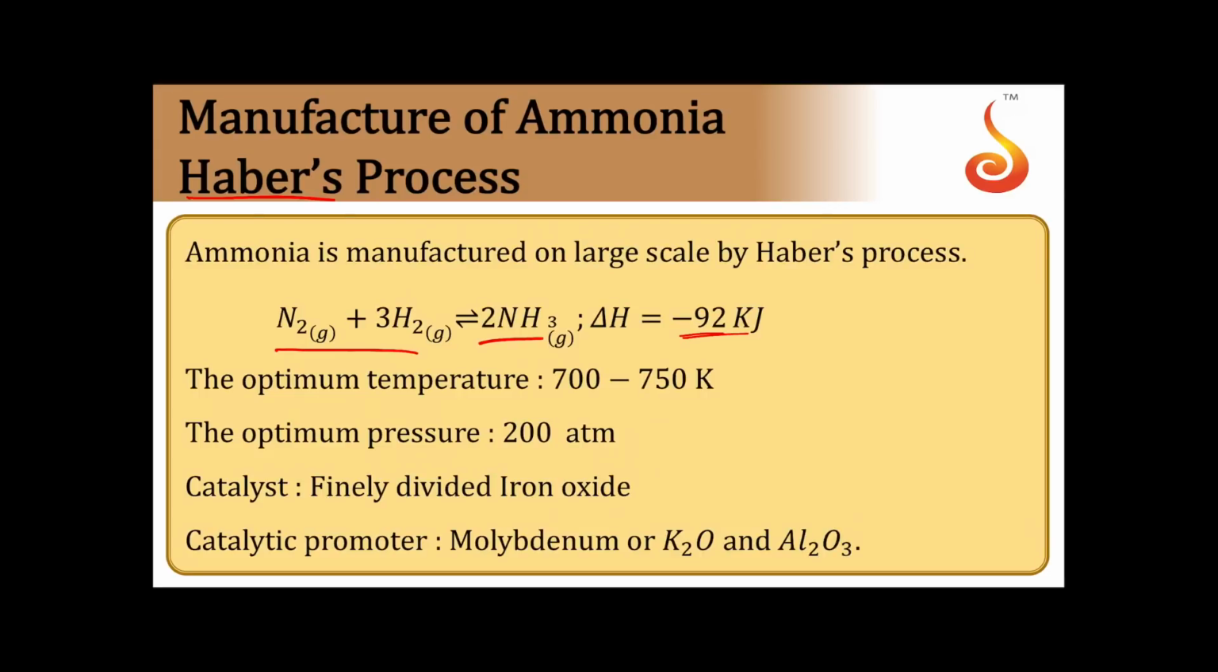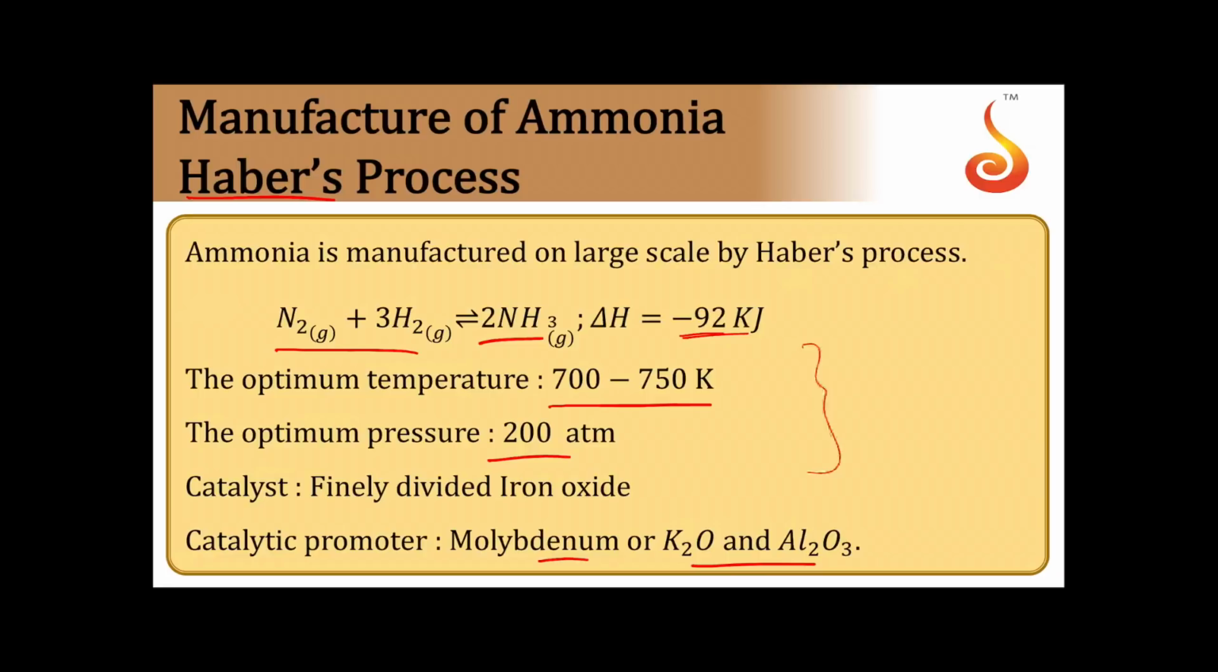Coming towards the optimum conditions to be maintained here, a temperature of about 700 to 750 Kelvin is maintained, and a high pressure of about 200 atmospheres, and finely divided iron acts as a catalyst, and the promoter is molybdenum or oxides of potassium or aluminum. These conditions can actually be known by Le Chatelier's principle, which we discussed in the first year itself. So optimum temperature, optimum pressure, and a catalyst are being used in the Haber's process.